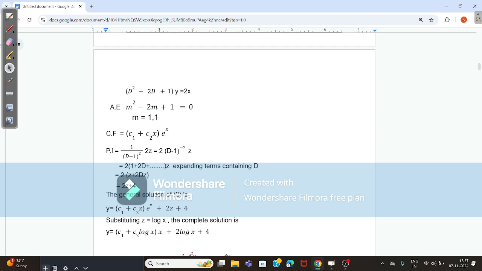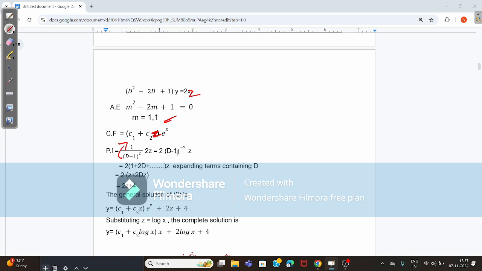Okay, now here, what is the value it becomes when you solve this? (D^2 - 2D + 1)y = 2z. Finding the auxiliary equation gives m^2 - 2m + 1 = 0, where the value of m = 1, 1. Okay, CF value is (c1 + c2 z) e^z. Okay, finding the PI value: 1/(D-1)^2 times 2z, that is equal to, taking this to the numerator, gives (D-1)^(-2) times 2z.